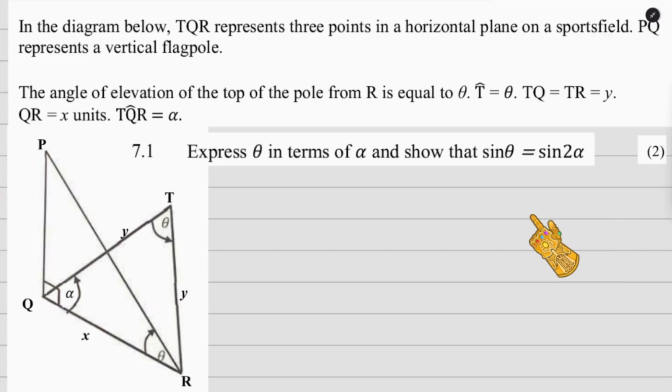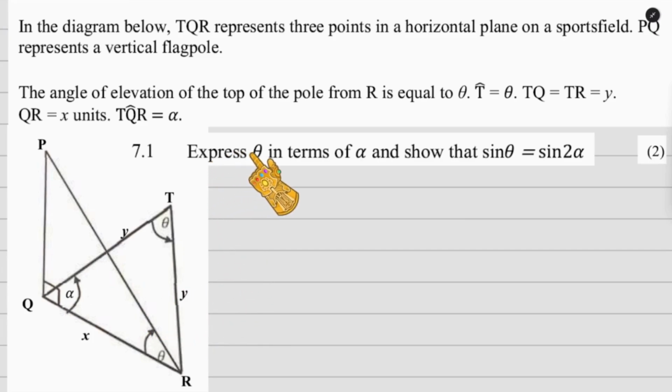In question 7, we've been given a triangle TQR, which represents 3 points on a horizontal plane, which basically means it's on the floor. Triangle TQR is on the floor or on a flat plane. And we've got a flagpole PQ, and that will form a 90-degree angle with the floor, as they did illustrate for us. All the information they supplied over there is on the diagram, quite luckily.